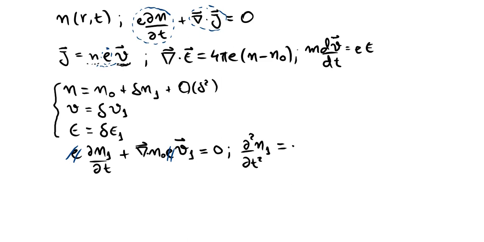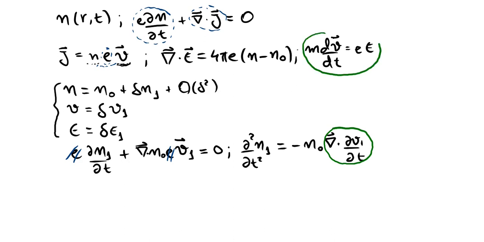This is going to be minus n0 divergence of dv1/dt, right? But dv1/dt, I can already say that this thing is what I get from here if I multiply this by the mass, of course, right? So I can put a mass here and a mass on the bottom here. And then this thing is going to be the charge multiplied by the electric field, right?